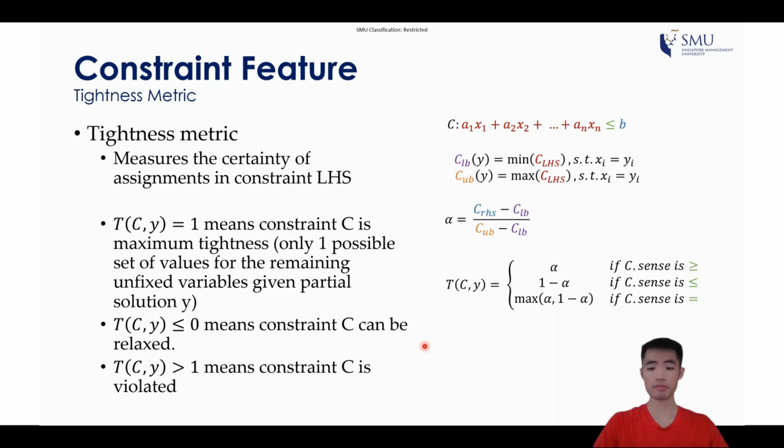we can trivially infer the assignment of this variable by selecting the value which optimizes the objective. Lastly, when tightness is more than 1, it implies that there is no feasible assignment of the remaining unfixed variables in the left-hand side. Without running a solve, we are able to determine that the partial solution is infeasible, and we terminate the trajectory.